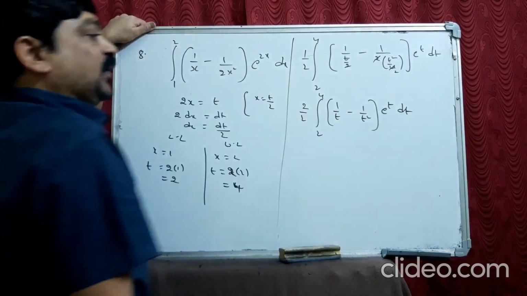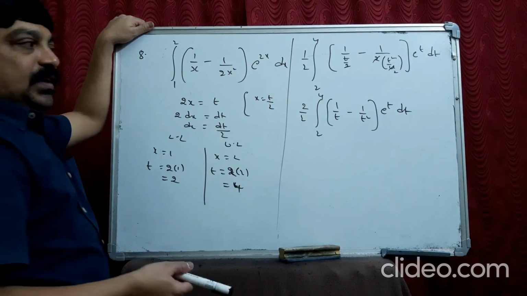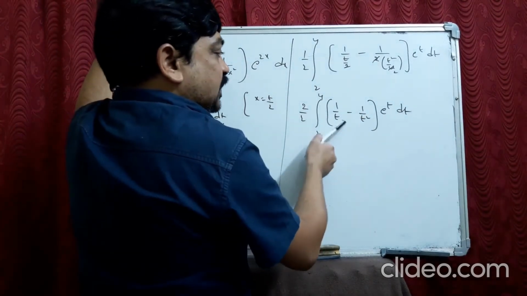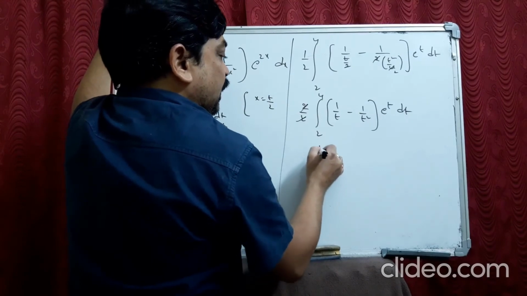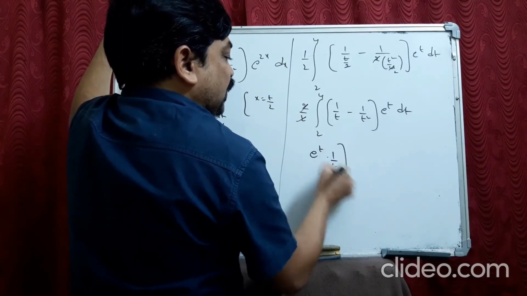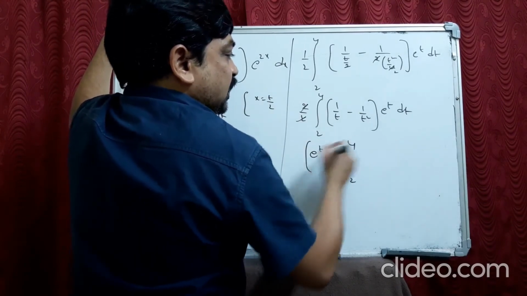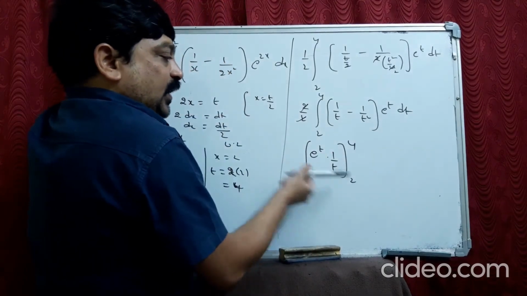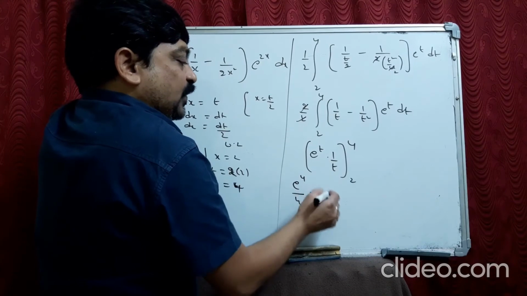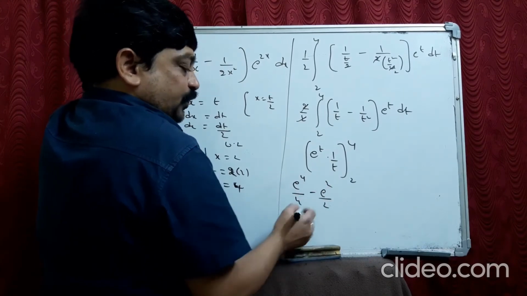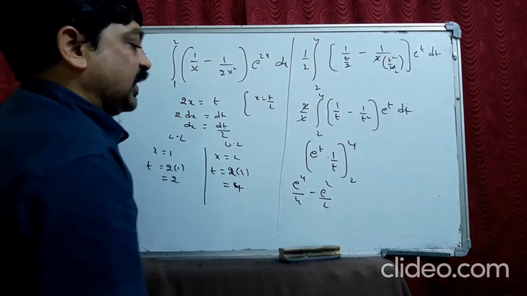Now it looks like e power x into f(x) plus f dash x. E power t, f(x) is 1 by t, f dash x is minus 1 by t square. So it becomes e power t into 1 by t, e power t into f(x) plus c. So you can write this. So substitute 4 first, e power 4 by 4, e power 2 by 2. You can leave like that or you can still take LCM.